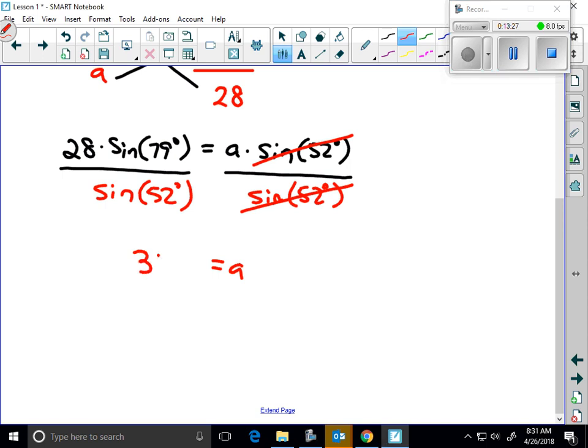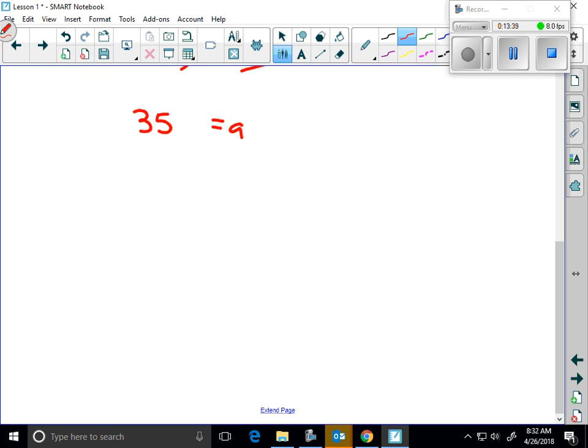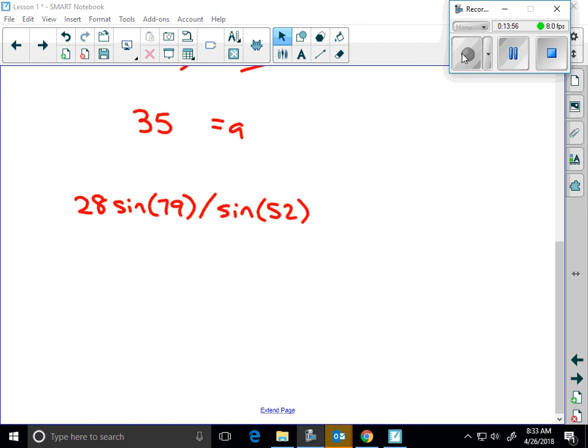I'm rounding to the nearest whole unit, and I'm getting that. Anybody else with me? Yeah? Okay. If you didn't get that, this is probably what you did. You forgot to nest some parentheses. Here's what this looks like on my calculator. I wrote 28 sine 79. I made sure I was in degree mode. Divided by sine of 52. And then press enter right there. Right? Okay.